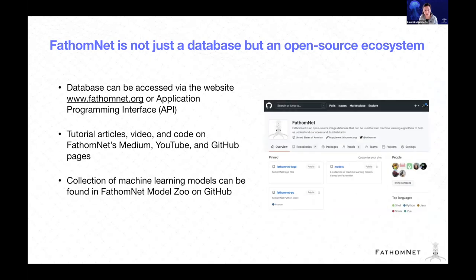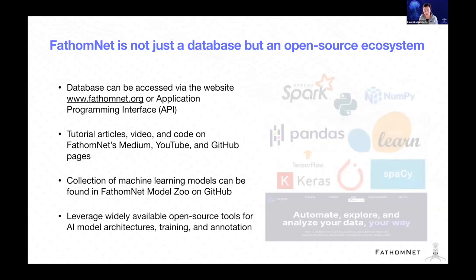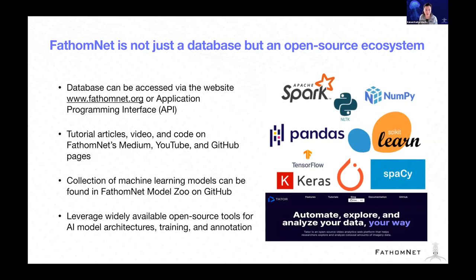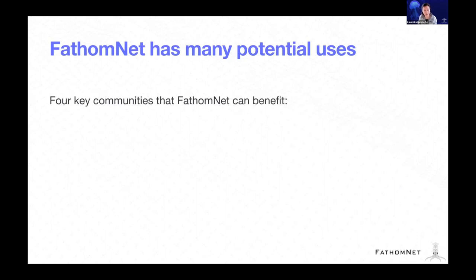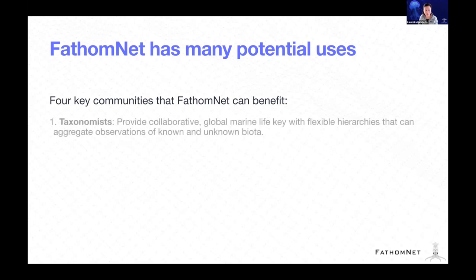And then we've created a collection of machine learning models that can be found in our model zoo, also on GitHub. And Eric will be talking about that just a bit later. And so really, I think what's important here is that we're trying to leverage widely available open source tools for these kinds of architectures that can then be used by the community. We really just want to open up our capacity beyond the research hubs, let's say, and include more individuals and become more accessible. And so I want to say that FathomNet has many potential uses, and then four key communities that FathomNet can benefit. The first are obviously taxonomists, because it's a way that we could provide a collaborative global marine life key that has flexible hierarchies that can also aggregate observations of known and unknown biota.